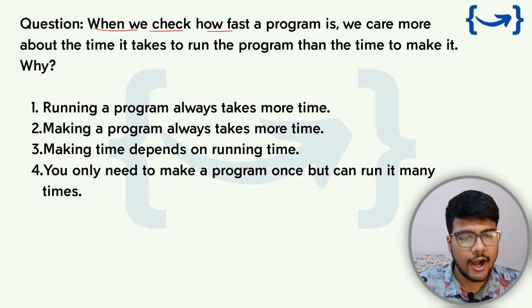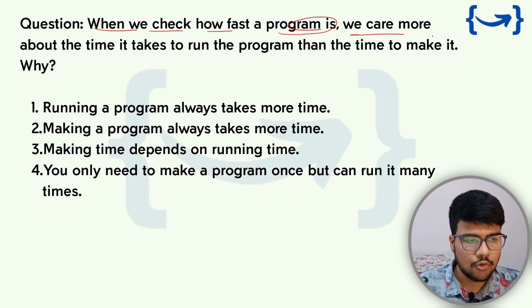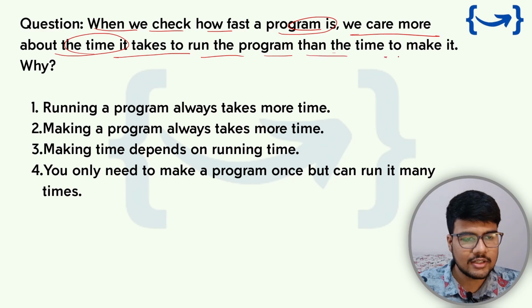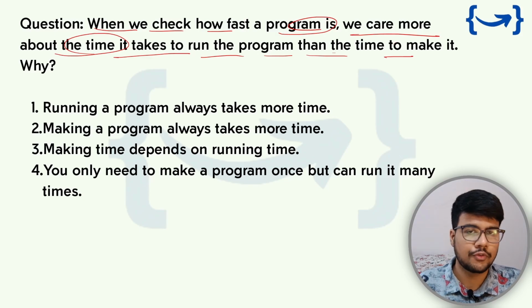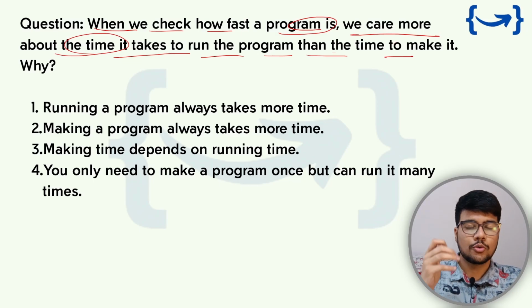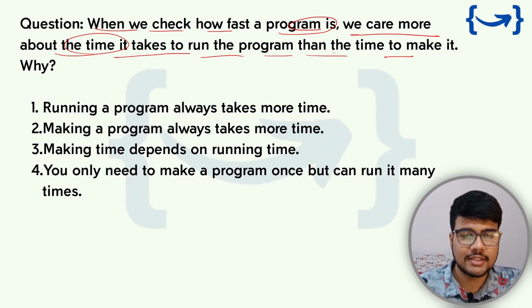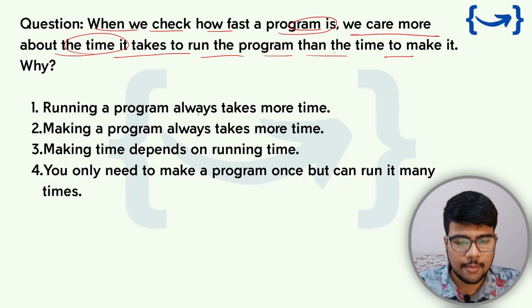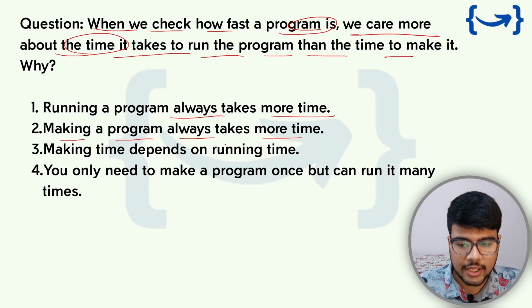When we check how fast a program is, we care more about the time it takes to run the program than the time to make it. Why? Because everyone needs fast things in their career. If you are scrolling your phone and it starts hanging, you will just be irritated. So you need to take as little time and space as possible. Running a program always takes more time? Making a program always takes more time?